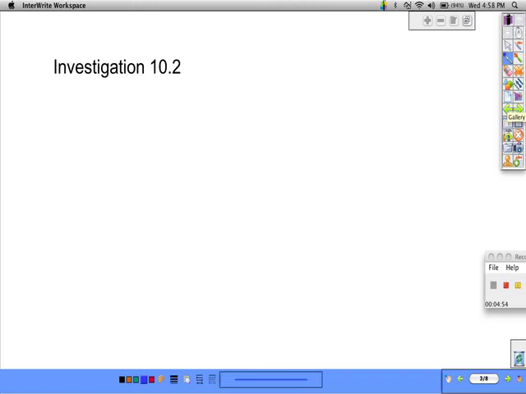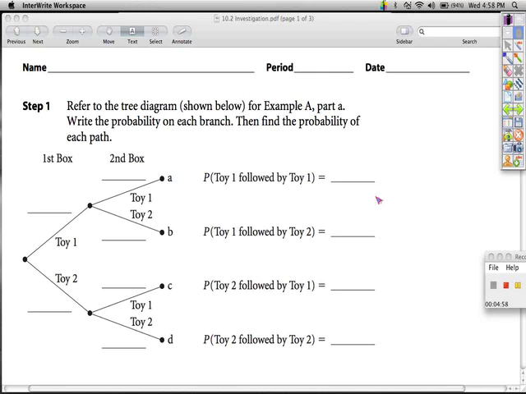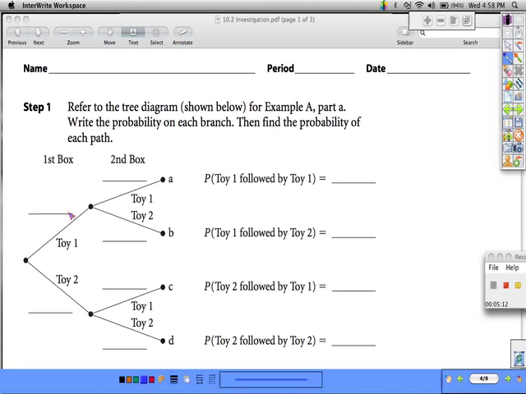Now let's take a look at the investigation. And step 1 says to look at example A, part A. This was our tree diagram, calling them toy 1 and toy 2 as opposed to A and B. But when we open that box, the probability of getting toy 1 is 1/2, as is the probability of getting toy 2. When we open the second box, we have two things that could happen. We could get toy 1 or toy 2. The probability there is 1/2 that we get each of them.